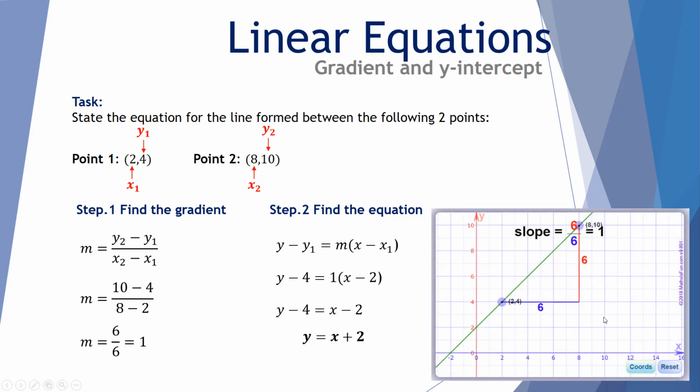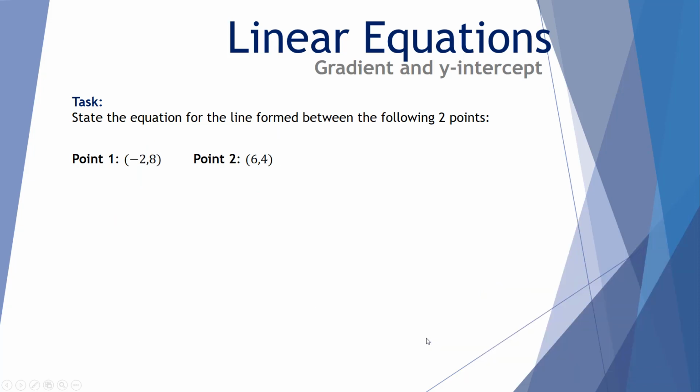Let's look at this graphically. Here's our first point, 2, 4. Here's our second point, 8, 10. The gradient of this is 1, as we predict. By the way, 1x is simplified to be just simply x. So we've got a gradient of 1, and we've got a y-intercept of plus 2. It all matches perfectly. Finally, our third and final example of finding the equation of a line between 2 points.